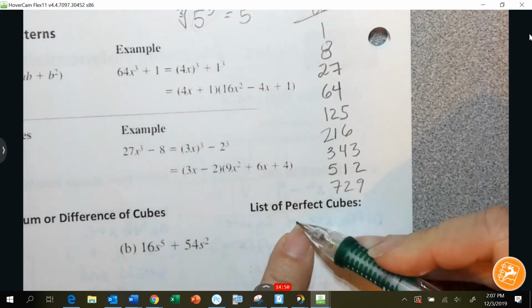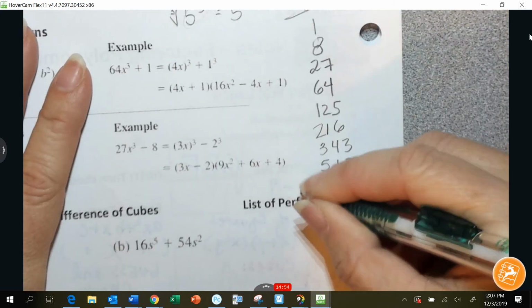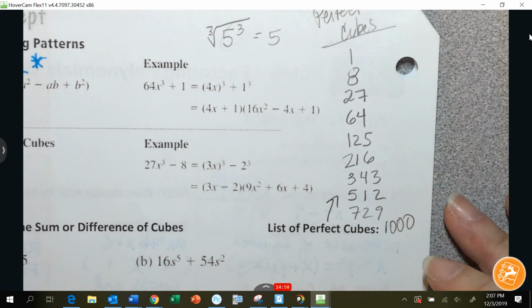Here's my list of perfect cubes. I knew we were going to do it. I forgot I put it there. Who just laughed? I like that laugh.